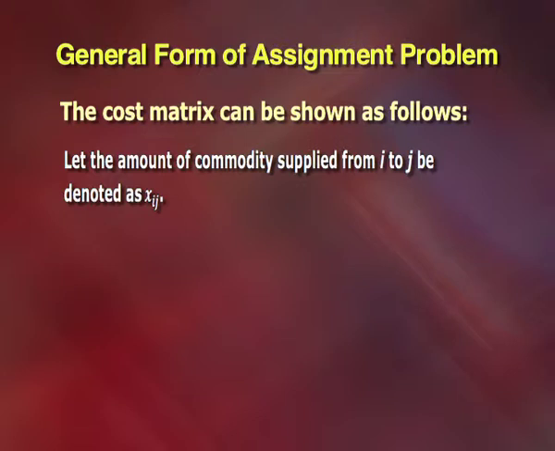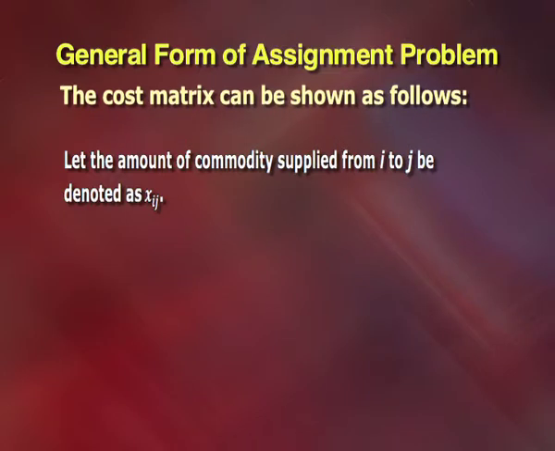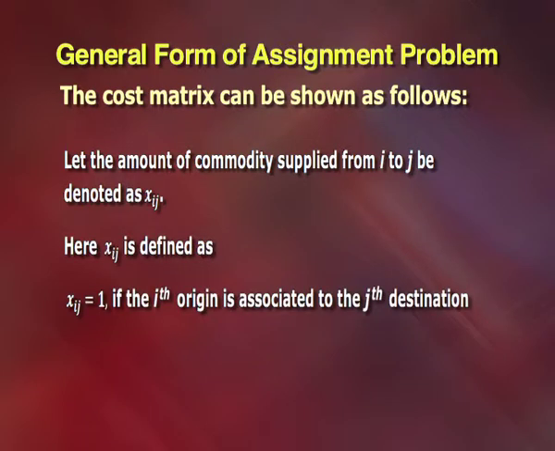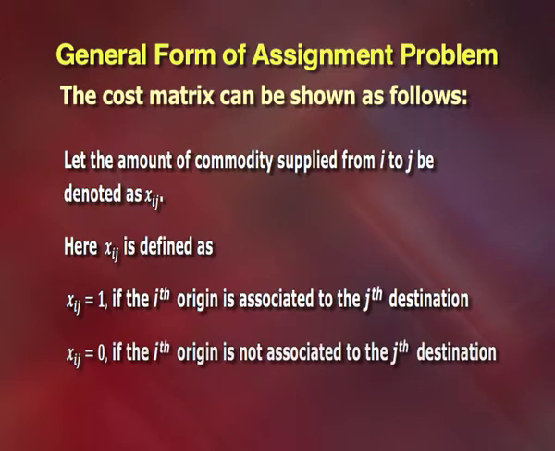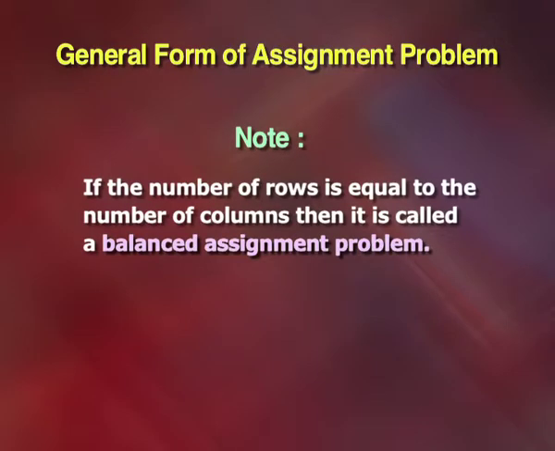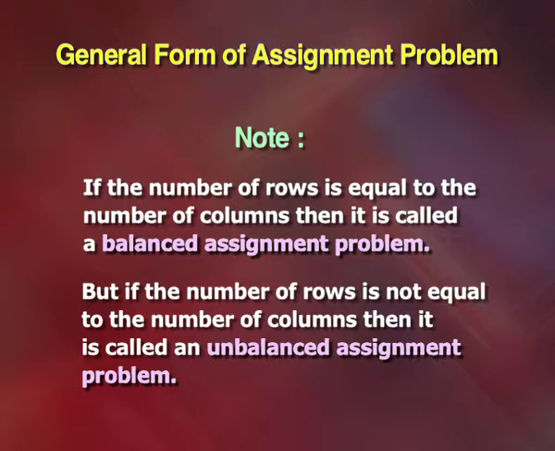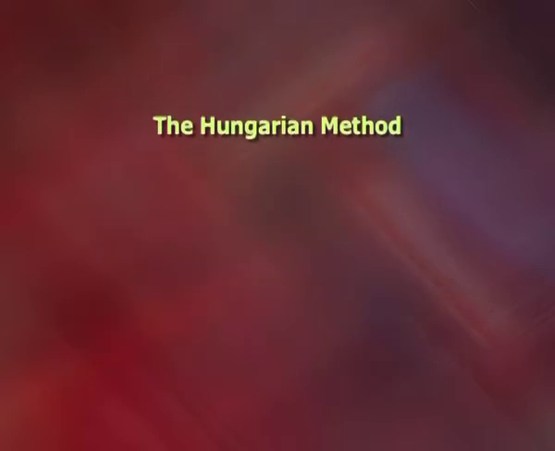Let the amount of commodity supplied from i to j be denoted by Xij. Here Xij is defined as Xij equal to 1 if the ith origin is associated to the jth destination, and Xij equal to 0 if the ith origin is not associated to the jth destination. Note: if the number of rows is equal to the number of columns, then it is called a balanced assignment problem. If the number of rows is not equal to the number of columns, then it is called an unbalanced assignment problem.